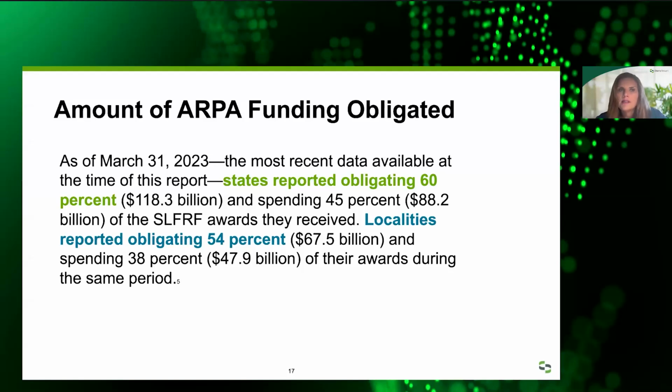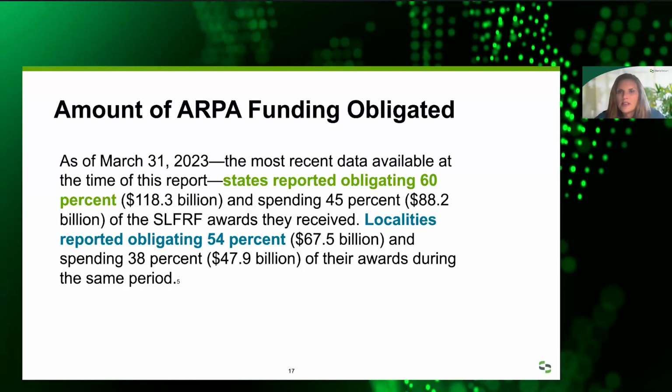So, as of March 31st, 2023. This is the latest information, unfortunately, because that's a year ago, but we can at least look at it as an idea of the state of the ARPA funding. In the most recent data, the states reported obligating 60%, or 118 billion, of the spending, and spending 45% of the awards they've received to date, whereas the localities are at 54% obligated and about 38% spent.